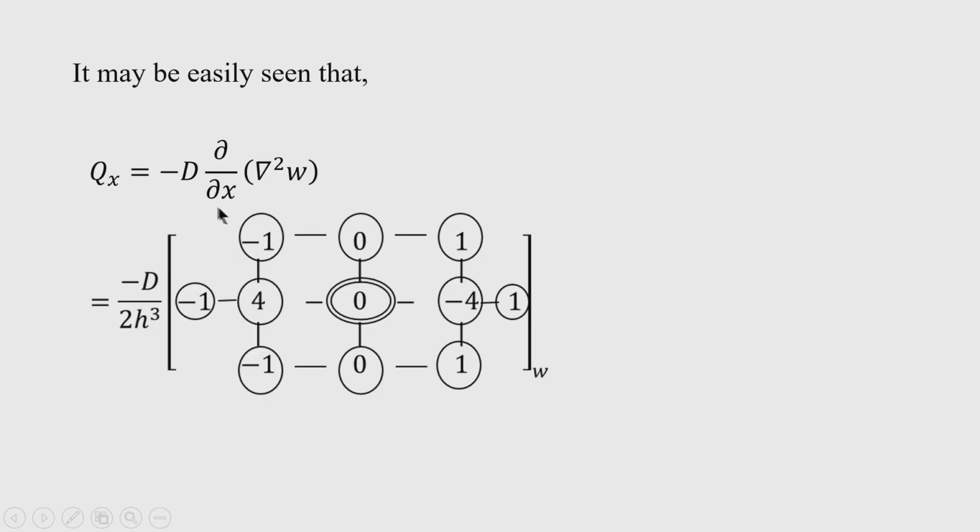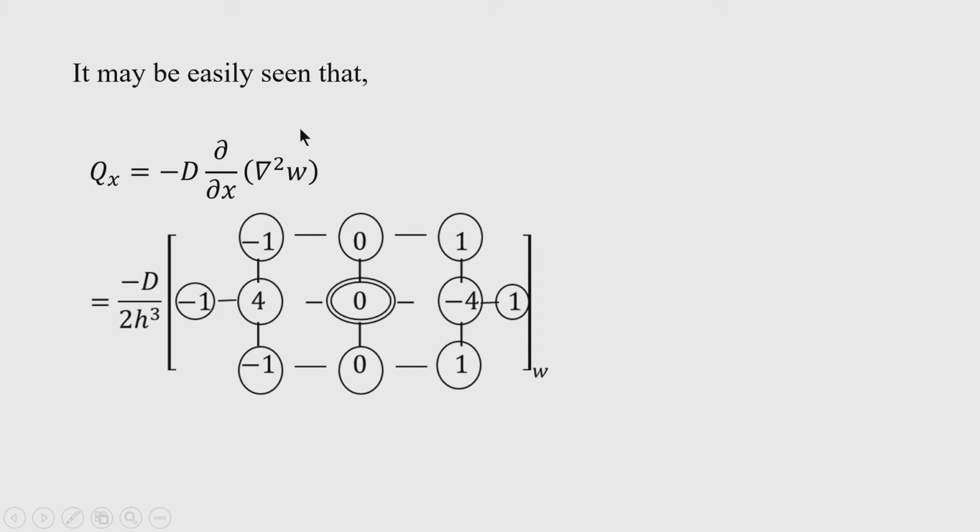Okay. So, q x, that is the shear force in the plate along the edge where the x coordinate is specified and y is varying, is given like that: minus D del by del x of del square w. Del square w we have already evaluated, now we operate with this. The del by del x operator is already known, that is 1 by 2 h times minus 1 0 plus 1. So, this operator is also known.